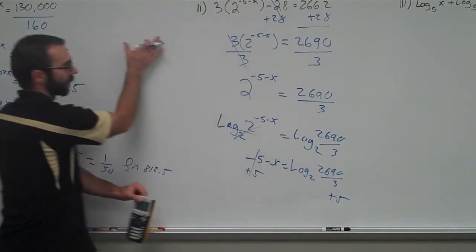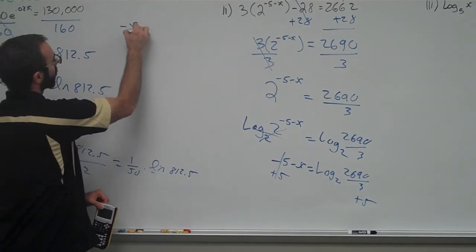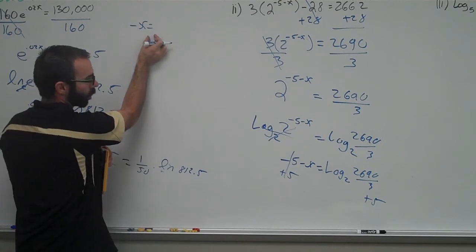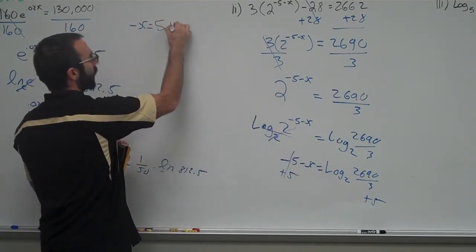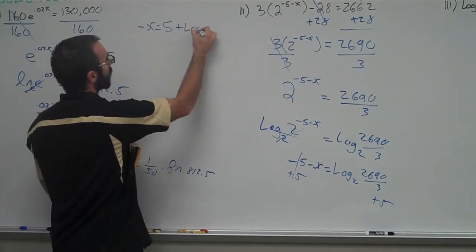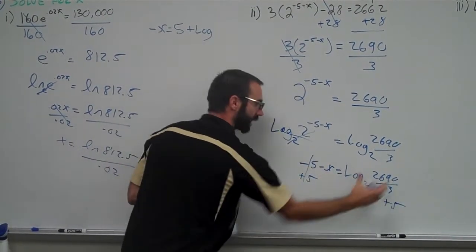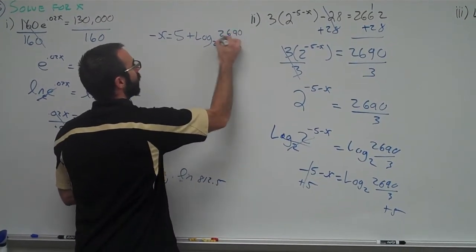So now I'm going to come up here though now, okay? So I'm going to write negative x equals, right? So that's gone, so I have negative x equals, I'm going to put my 5 in the front though, so that it's not confusing that I'm not adding 5 to this. I'm really going to say 5 plus this whole thing, log base 2 of 2690 over 3.